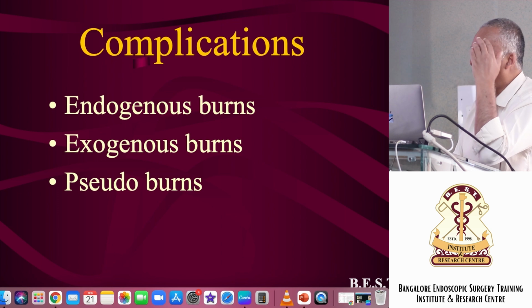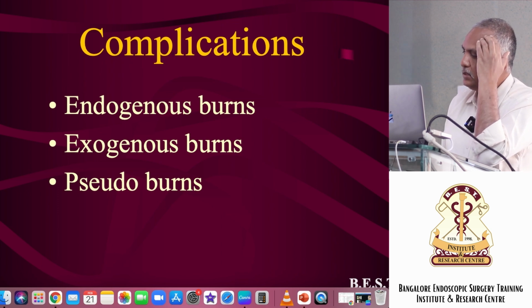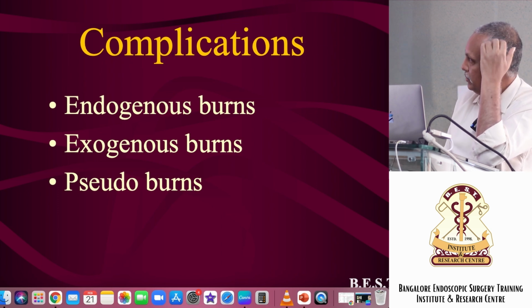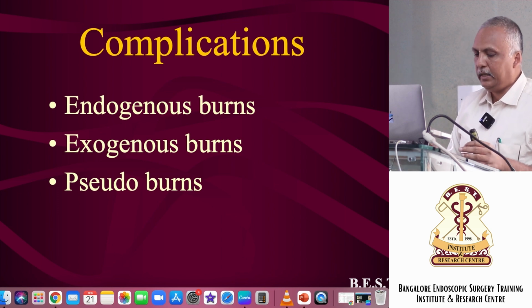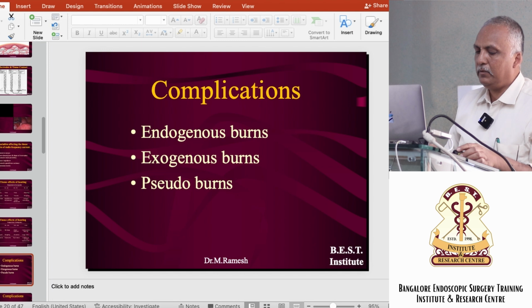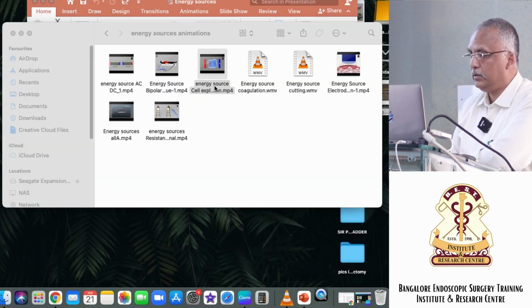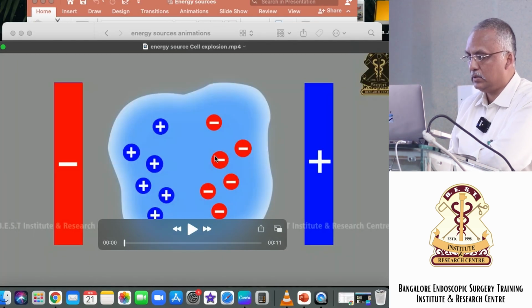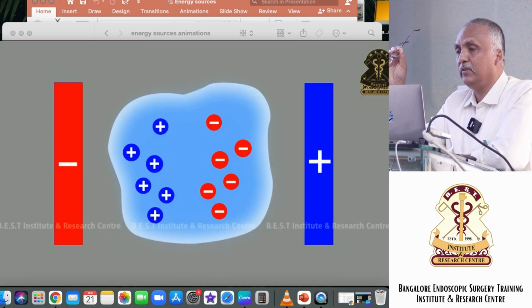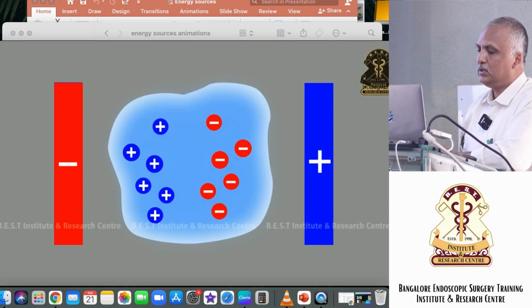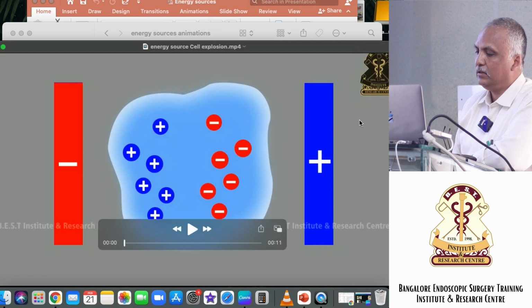Now we have something called endogenous burns, exogenous burns, and pseudo burns. Before I go to that, I would like to take you through a journey. I spoke to you about the energy source, alternating current. Why does cutting happen? Why does coagulation happen? It happens at the cellular level, so you need to understand that. This is a nice animation that we have done to tell you about that.